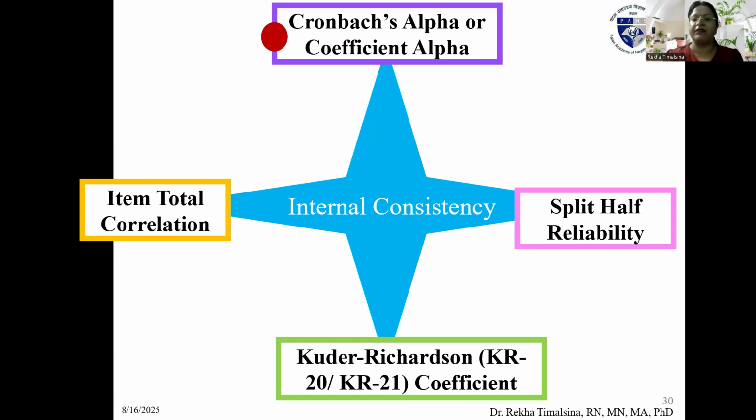Similarly, split half reliability involves dividing the instrument into two halves, scoring each half separately, and then correlating those scores to assess consistency. To account for the difference in test length between the halves and the full scale, the Spearman-Brown prophecy formula is applied. Taken together, these methods provide strong evidence of how consistently an instrument measures the concept it is intended to measure.